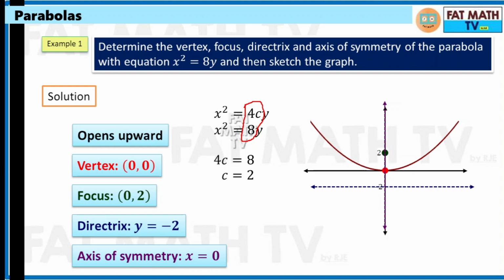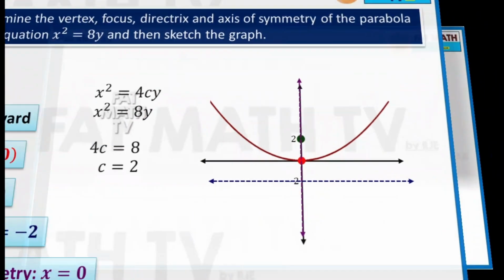So in answering these kinds of problems, you need to identify where the parabola opens, and then identify c, so that you will know how many units you need to move upward or downward to get the focus and the directrix. As for the axis of symmetry, it passes through the vertex and the focus, and it is perpendicular to the directrix. Let us have another example.